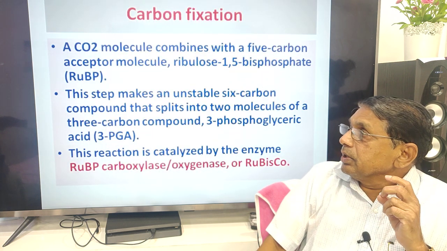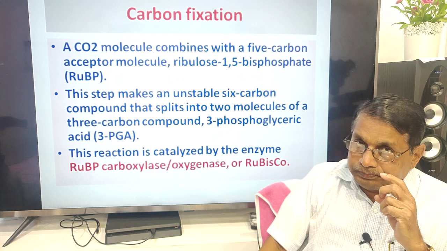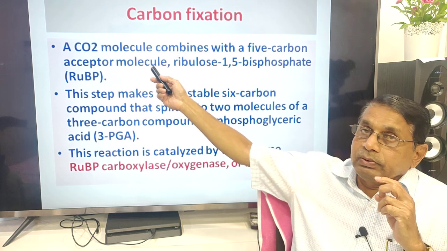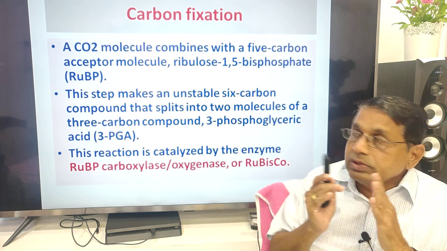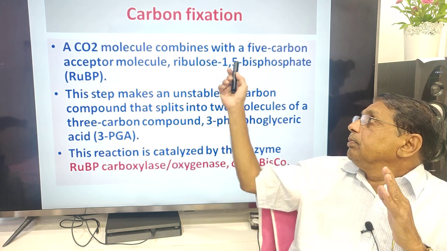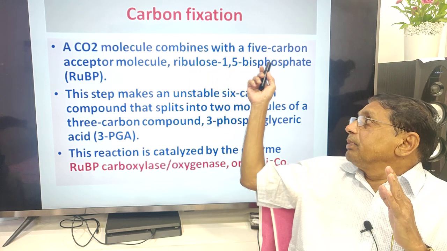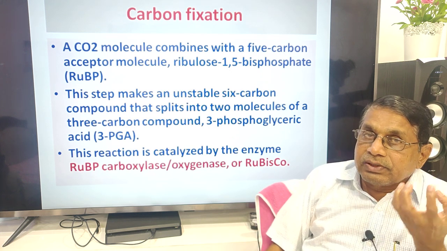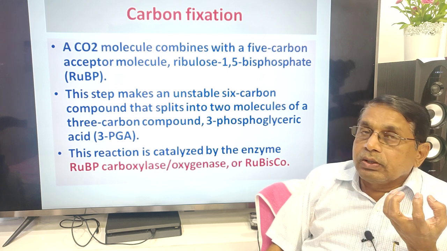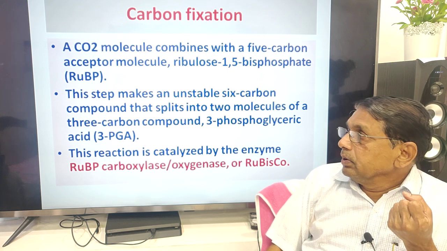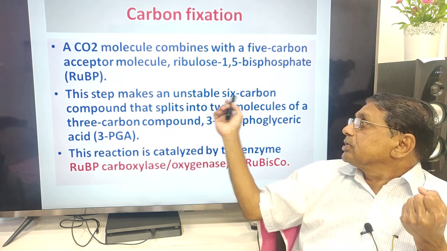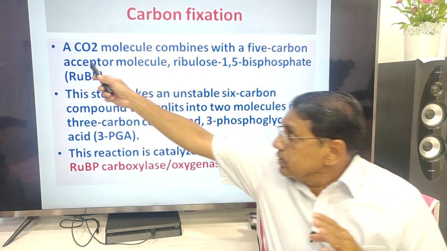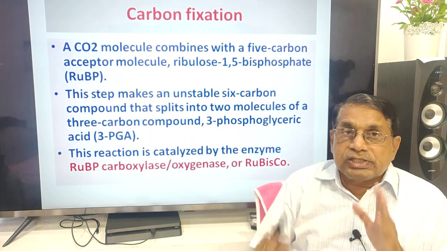Then carbon fixation. A CO2 molecule from the atmosphere combines with a 5-carbon acceptor molecule. Remember, the acceptor is RuBP, ribulose 1,5-bisphosphate. It is a C5 compound, containing 2 phosphates at the first and 5th positions. This step makes an unstable 6-carbon compound, C5 plus C1 of carbon dioxide, C6.